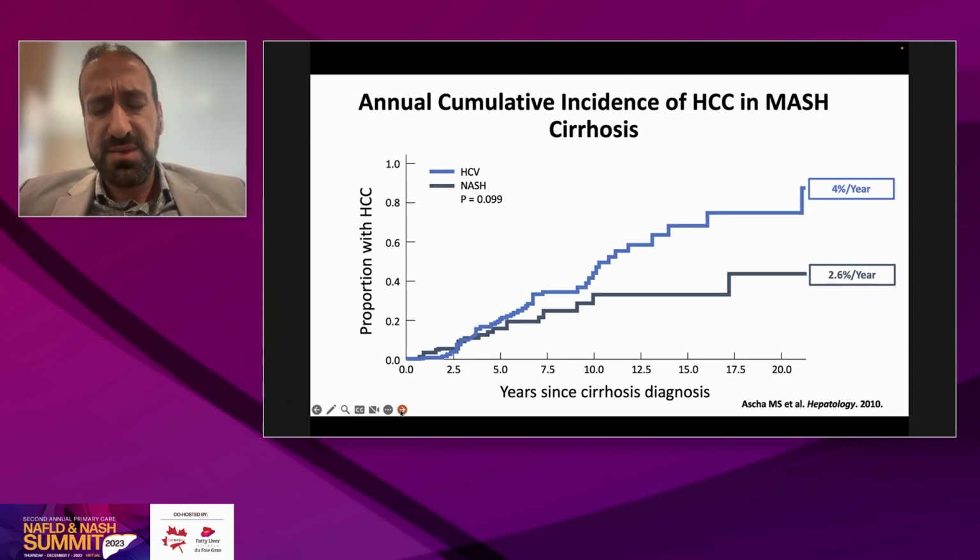This is a study from the Cleveland Clinic that looked at a large cohort of patients with established cirrhosis from hepatitis C and MASH, and they showed the incidence rate on a yearly basis. And you can see patients with hepatitis C had a yearly incidence rate of 4% per year, and those with MASH cirrhosis, the incidence rate was at 2.6% per year.